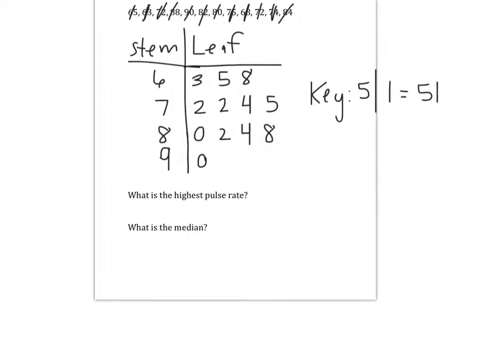Now we can answer any questions about the stem and leaf plot. So what is the highest pulse rate? Well, let's look. The highest number would be 90, lowest would be 63. So here the highest pulse rate would be 90. Let's change colors. 90 beats per minute.